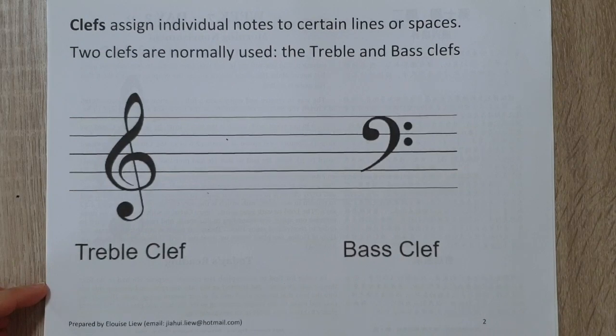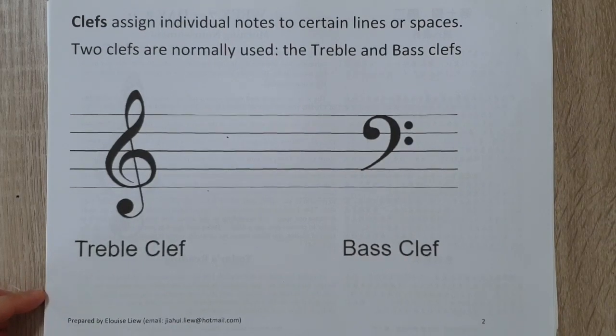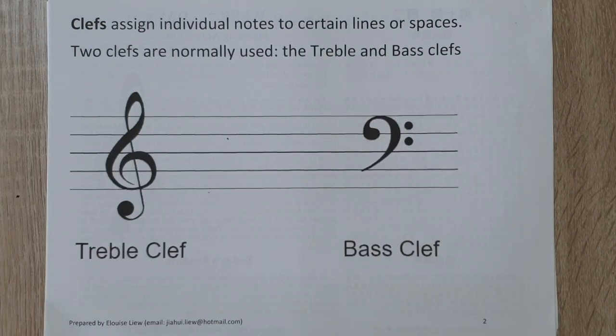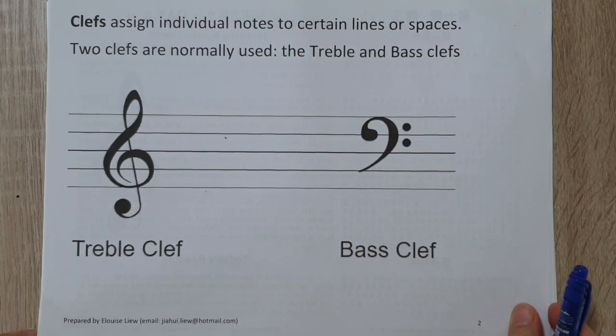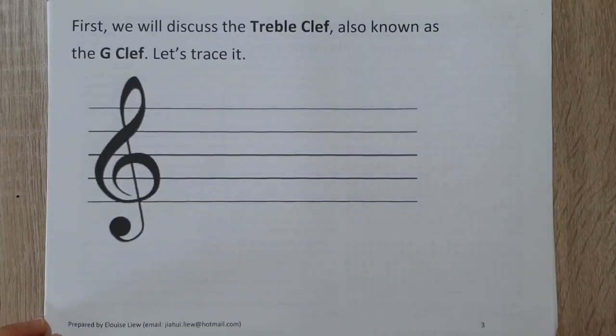Clefs assign individual notes to certain lines or spaces. 2 clefs are normally used, the treble clef and the bass clef. This is the treble clef, this is the bass clef. First, we will discuss the treble clef, also known as the G clef. Let's trace it.